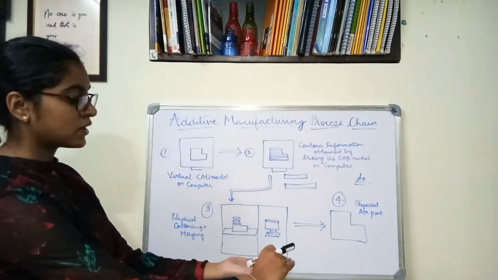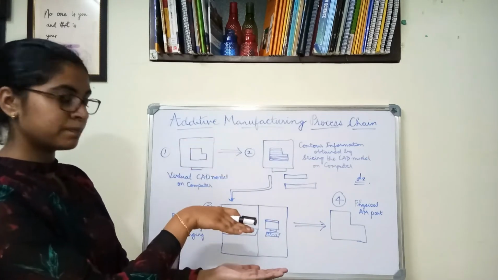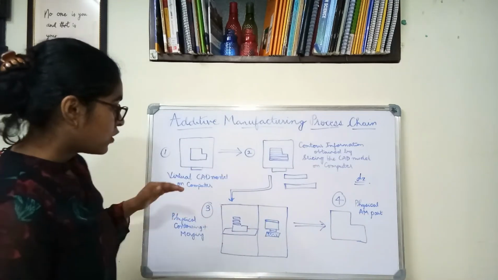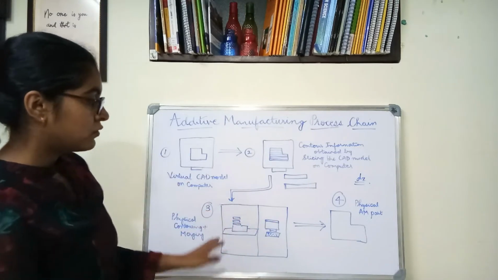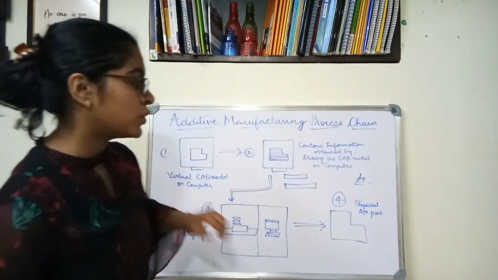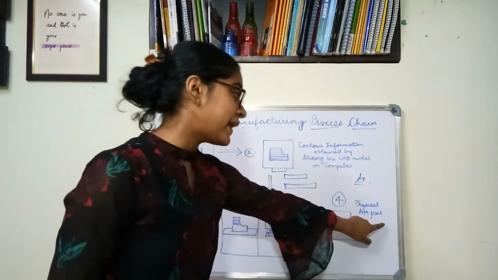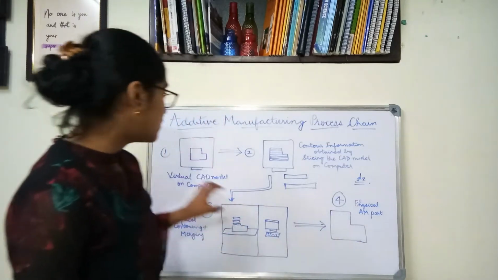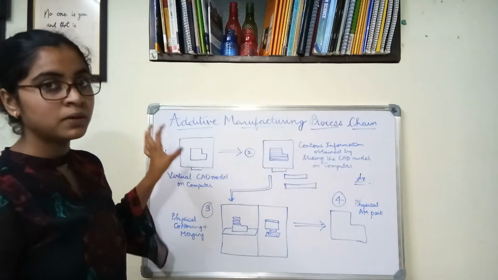Once each layer is obtained, it is merged with the next layer. As a result of this subsequent formation of layers and merging, we'll get a physical object. In additive manufacturing, whatever the final object we achieve or we are obtaining, it is called as part. And the first step, whatever digital design we are creating, it is called the digital product model.